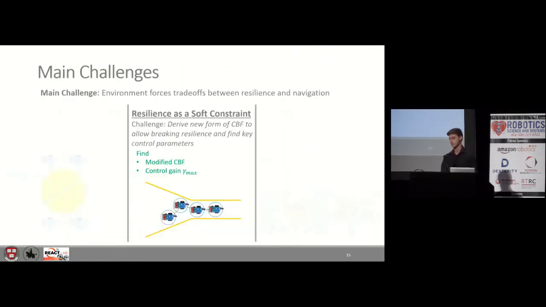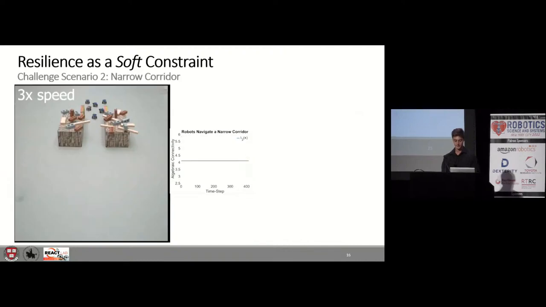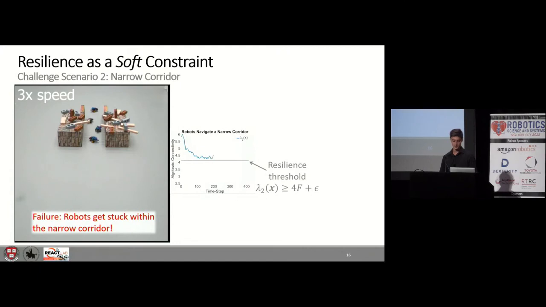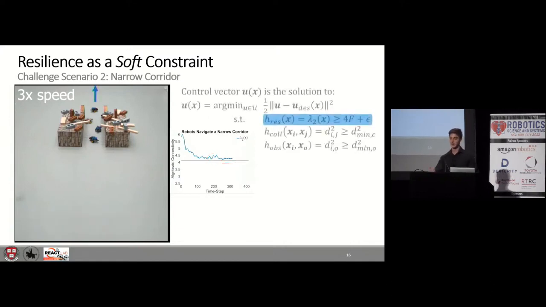Next, I will talk about resilience as a soft constraint. Take, for example, the narrow corridor scenario. In this scenario, as the robots try to navigate through a narrow corridor, the formation starts to break down and resilience may be compromised, as again shown by the algebraic connectivity plot on the right, approaching the resilience threshold of 4 plus epsilon.